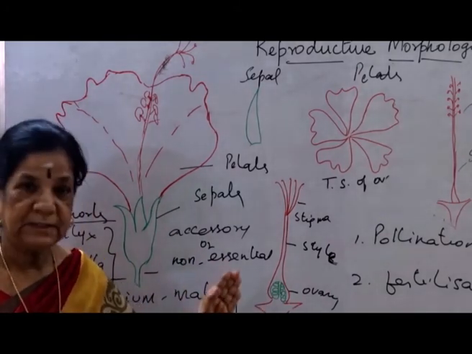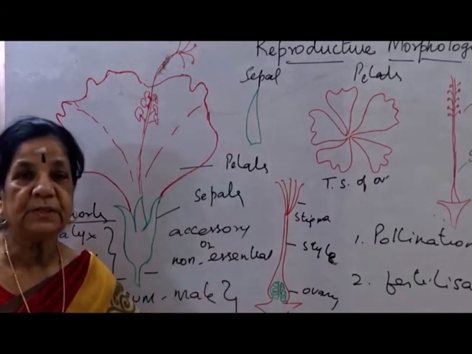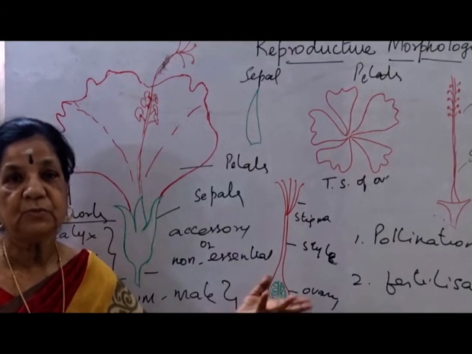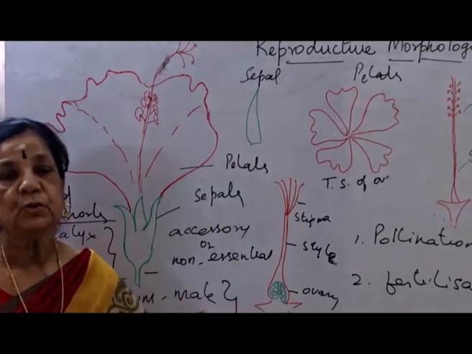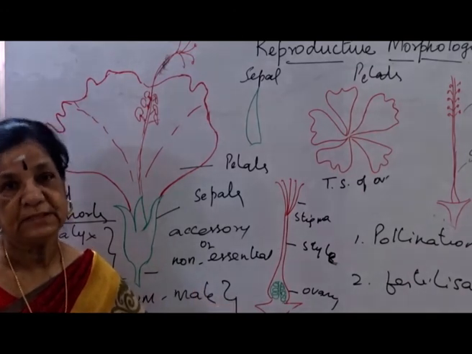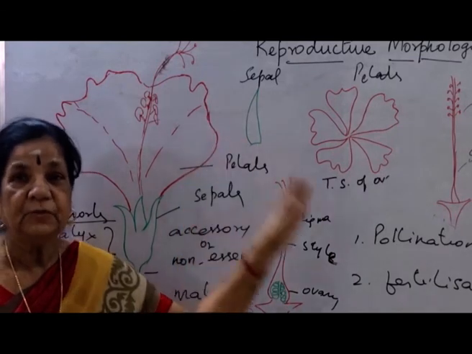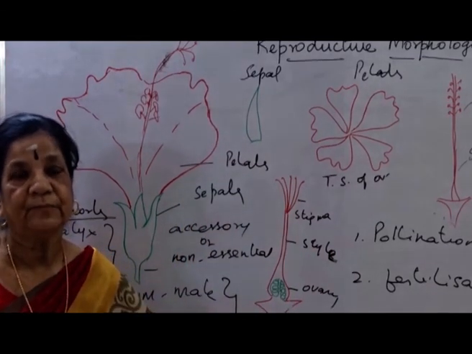And then the seed, after maturation of the fruit, when it is dispersed, grows by dispersal into a new plant by the process of germination. That marks the end of the reproductive morphology. Thank you.